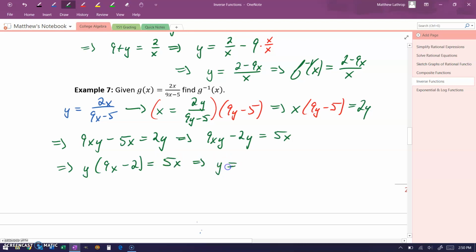And then divide to get y isolated on one side, and on the right-hand side we'll have 5x over 9x minus 2. That means our final inverse function, in this case, our inverse of g, will be 5x over 9x minus 2.